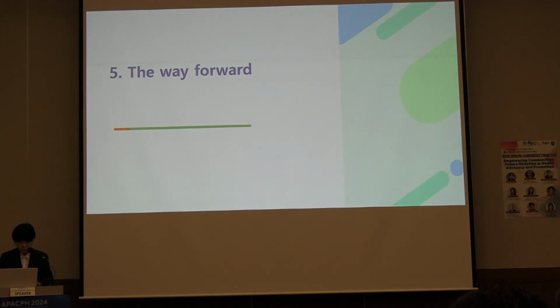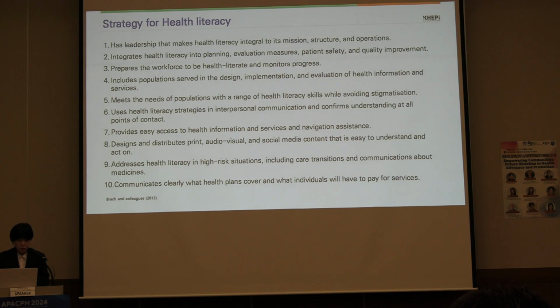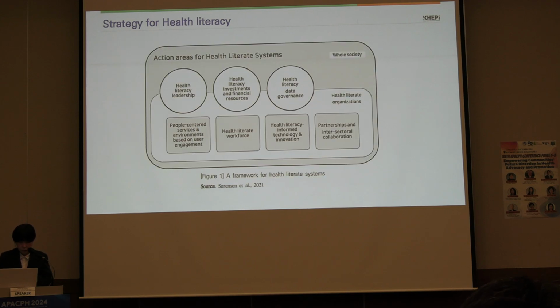Last one, the way forward. This is the strategy for health literacy, and we have 3 objectives: leadership, investment and financial resources, and data governance. These factors need to be maintained or strengthened. So we need people-centered service, we use information technology and innovation, and we have to build partnerships with community resources.